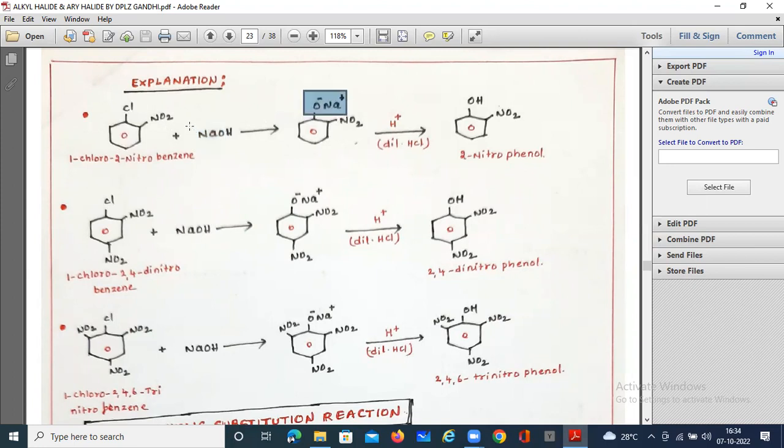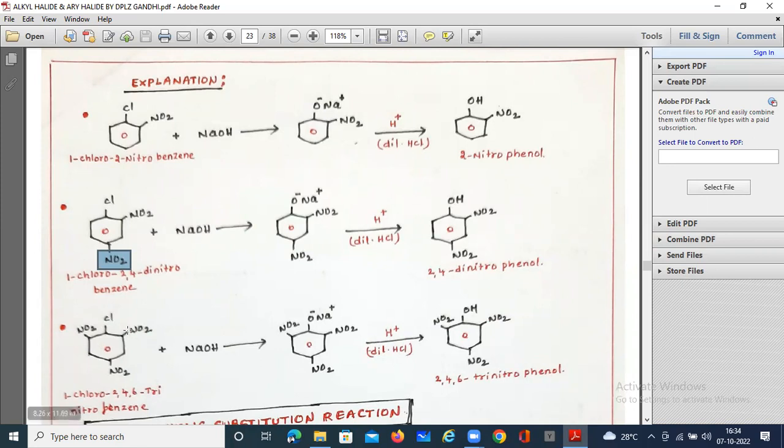And in NO2, there is no change. There is no change in this NO2, which is a minus I group. Further, this compound on acidification finally gives 2-nitrophenol. Clear? So with an increasing number of these groups, finally it gives 2,4-dinitrophenol.